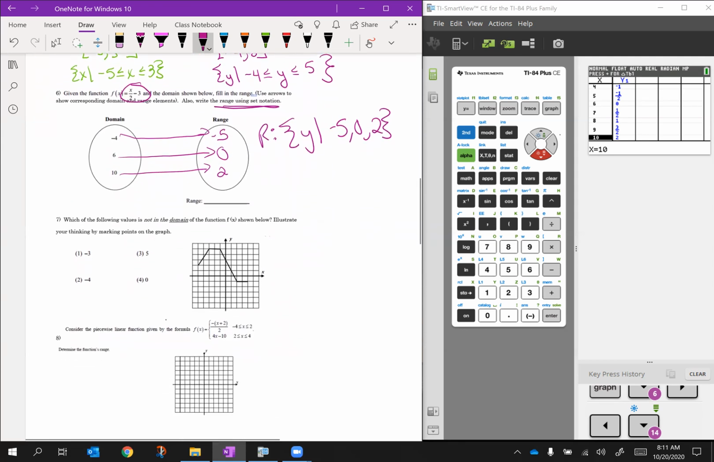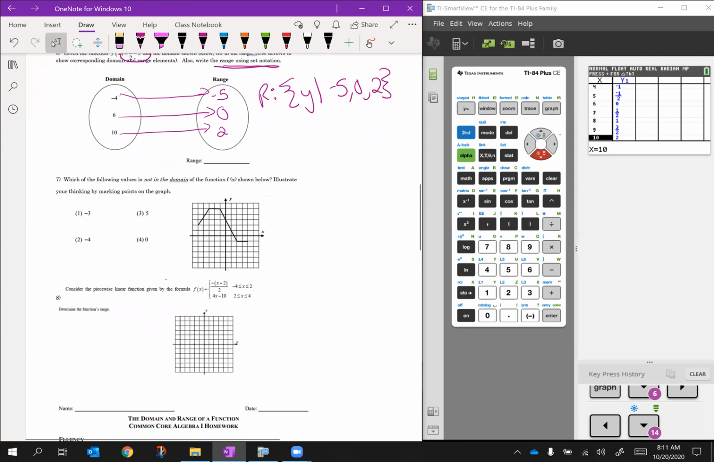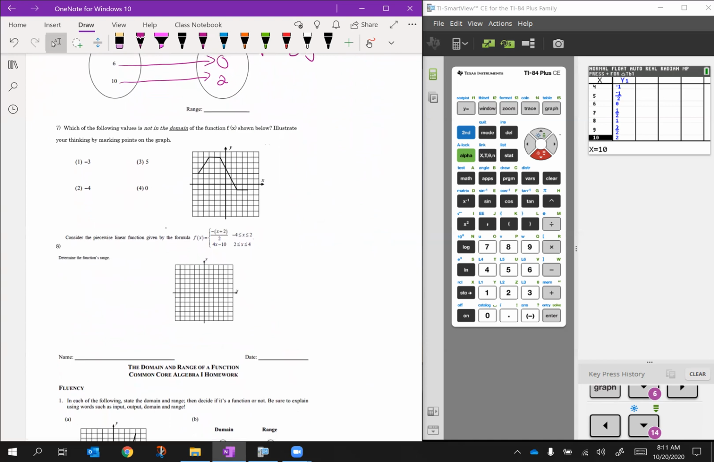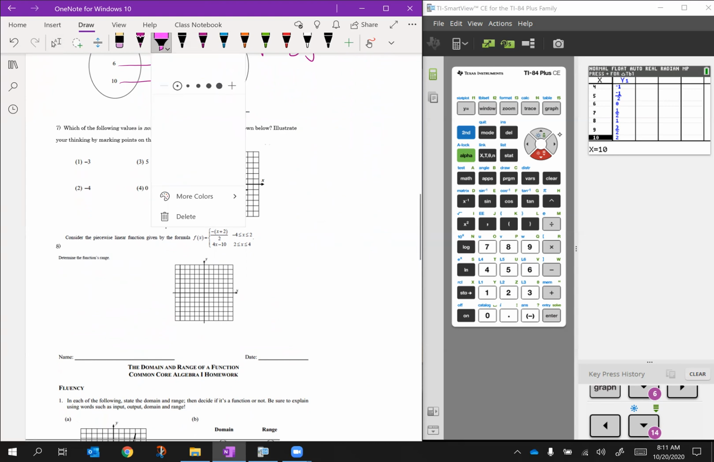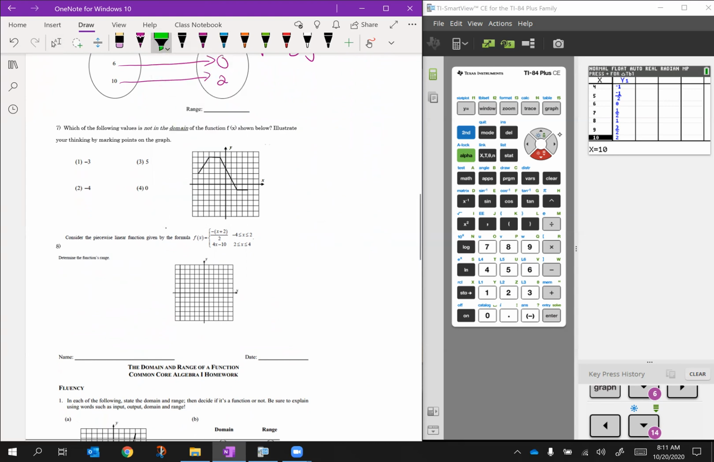All right, and then these last two. Which of the following is not in the domain of this function? So let's go back to our green highlighter. We're going to find the point that's the farthest left to the farthest right.